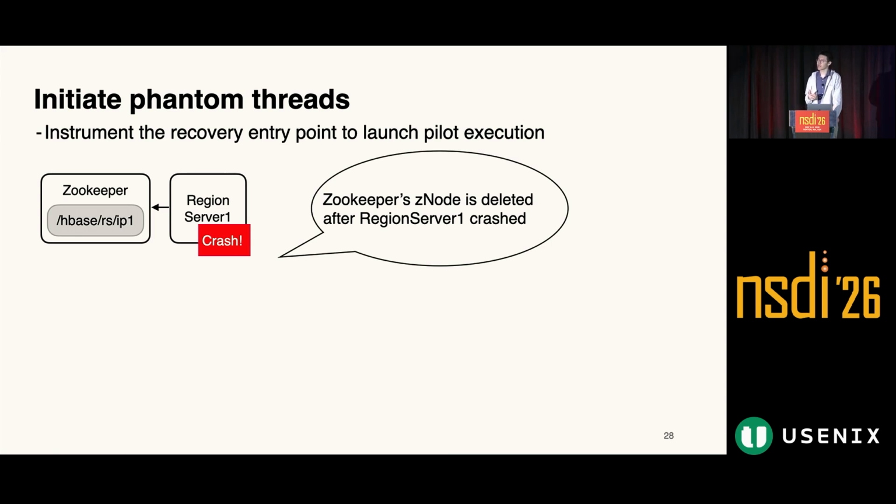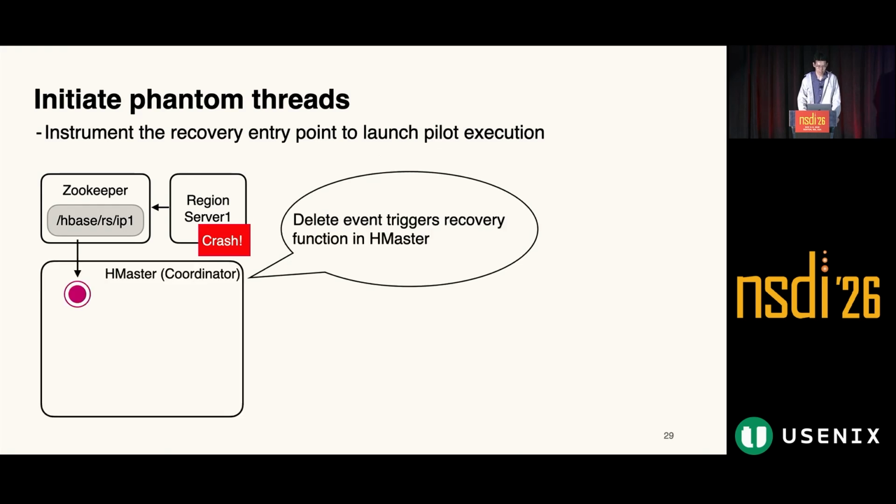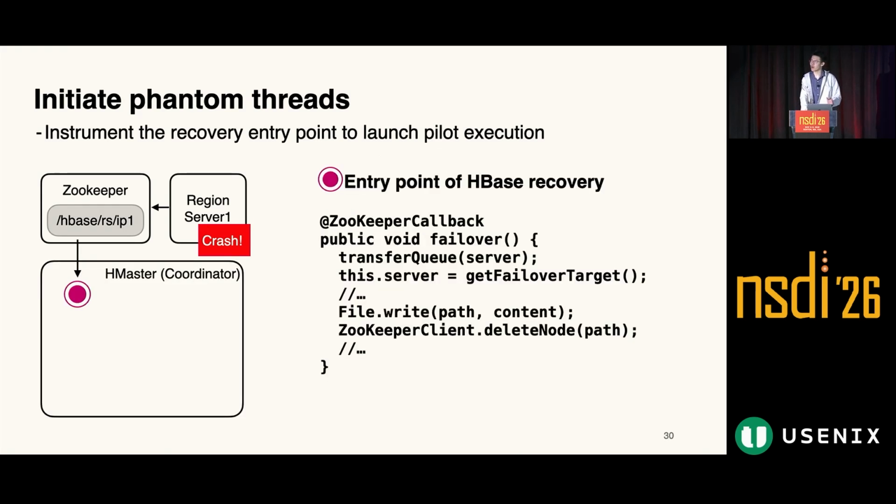Let me use a previous HBase incident to illustrate how phantom threads are used. In the HBase incident, region server 1 crashed, and the znode in ZooKeeper bound to region server 1's liveness is deleted. This deletion event will trigger the callback function, which is the starting point of the whole recovery process.